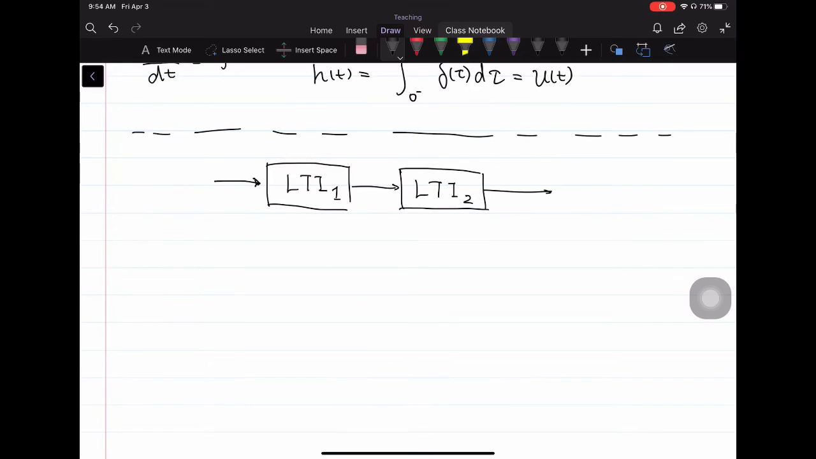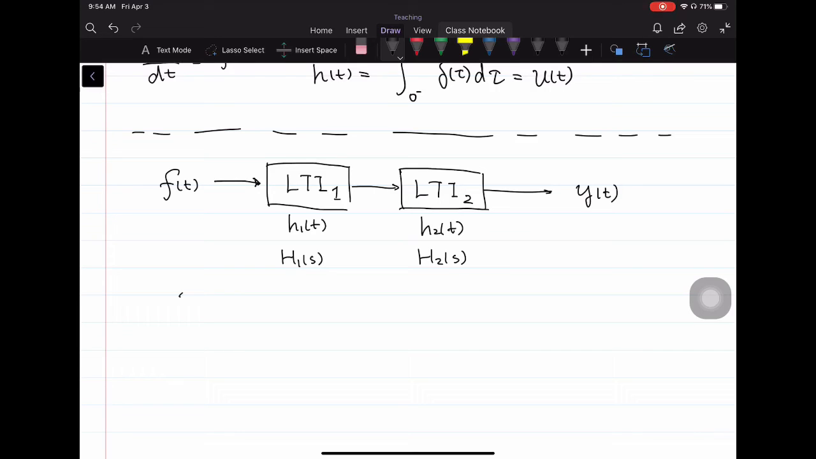And if, let's say, we have f(t) as the overall input and y(t) as the overall output, and suppose we know the impulse responses of the subsystems, meaning we also know the transfer functions, how do we find out the overall output?